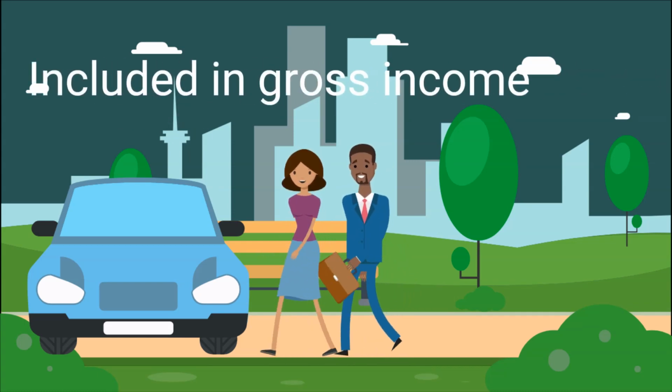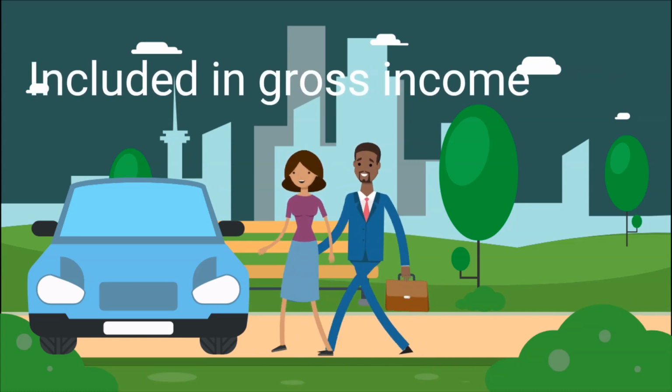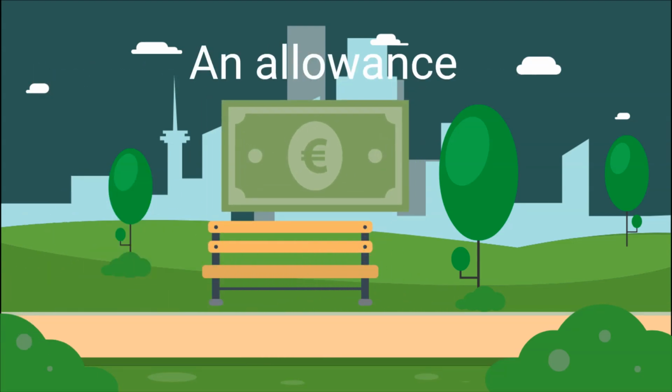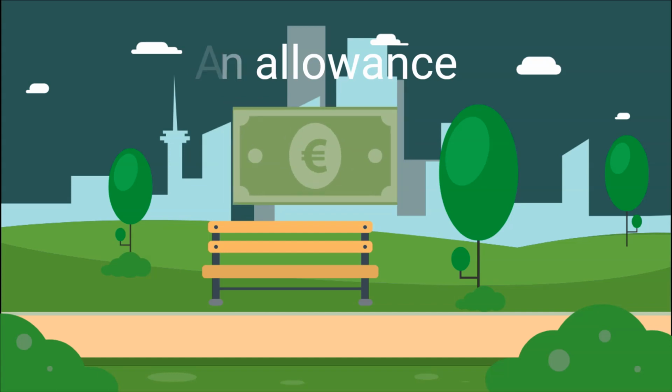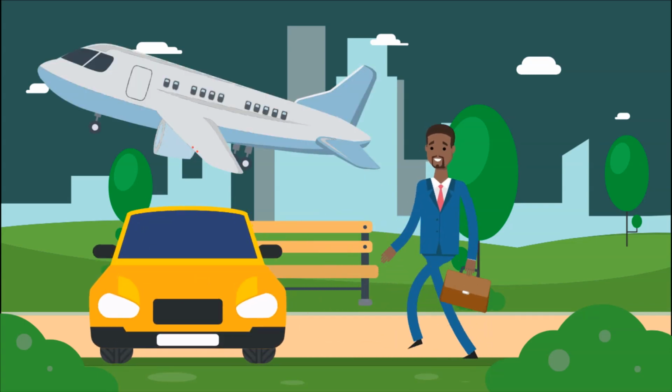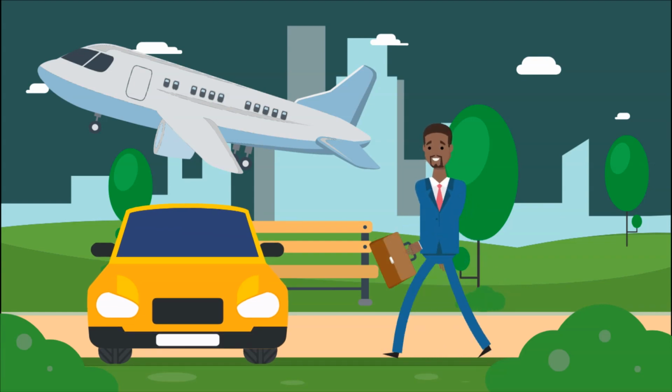Allowance is a cash amount given by the employer to the employee, which forms part of the employee's income. This is an amount received by the employee to generally spend on business expenses related to his employment. These are allowances such as car allowance and uniform allowance.